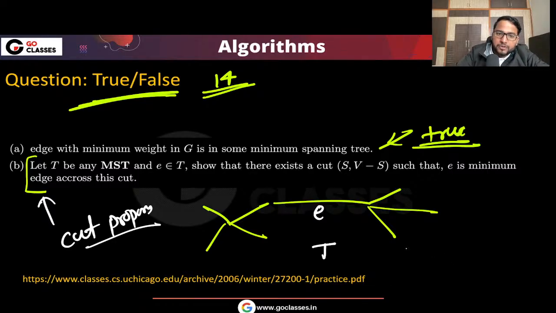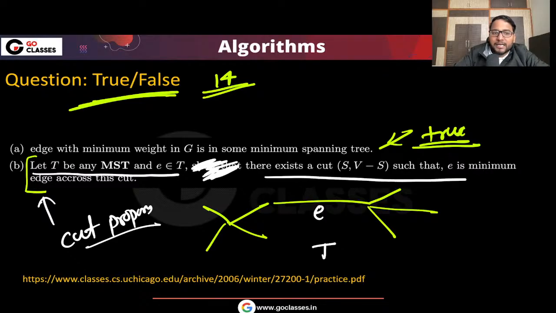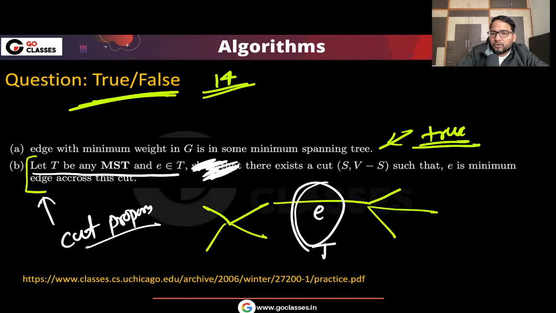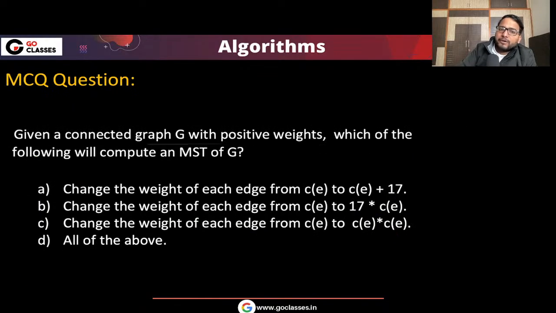So if you remove this, then you can see this. Let T be the MST, then there exists a cut such that E is the minimum edge across this cut. You can definitely show it, right? If this is an MST, then you can pick any edge E, and you can say that it must be the minimum across this cut. So basically, this is the cut property only. Now let's see question number 15.